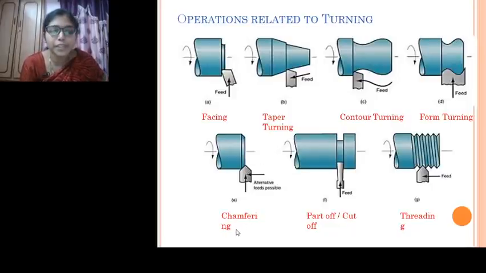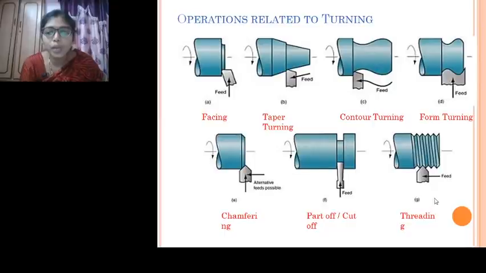And the chamfering operation is nothing but removing some of the material from the edges using a single point cutting tool. That is called a chamfering operation. And the parting or cut off operation is where you just cut the given rod into two parts using a special tool, a cut off tool or parting tool. That is a cutoff operation.